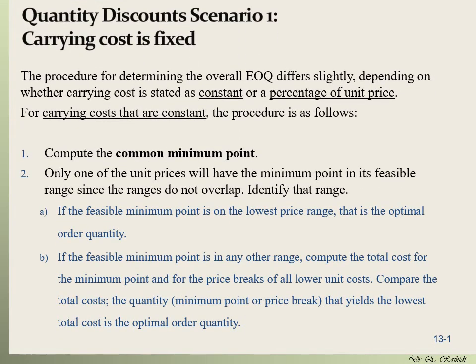In the previous video, we learned about the quantity discount model. The first scenario was when the carrying cost was fixed, not dependent on the price. For that, we learned how to solve the problem and solved an example. Now we want to see the second scenario, in which the carrying cost is dependent on the price. So it's going to change based on the price.